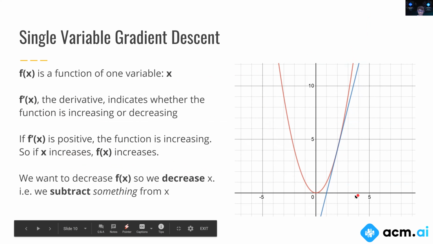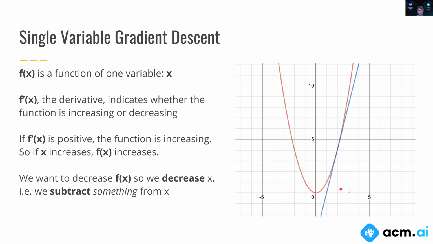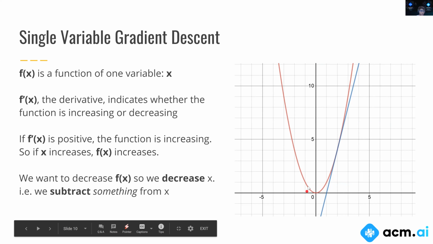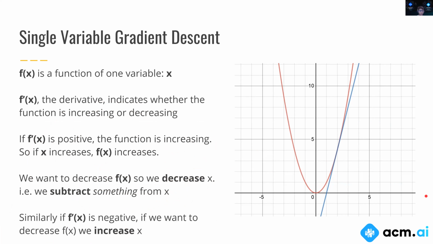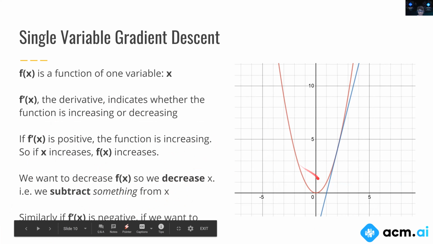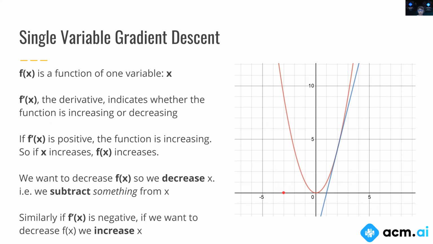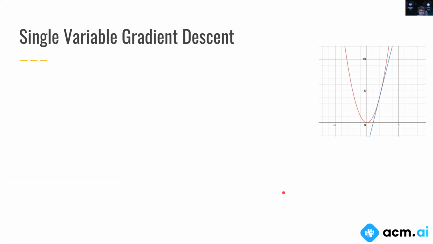If we want to decrease f of x, we decrease x, and to decrease x, we just subtract something from x. I hope this makes sense, because suppose we have a number 5 and we subtract 1, we end up decreasing 5. So if we want to decrease something, we subtract some value from x. We're going to talk about what the some value is in a bit. So similarly, if f prime of x is negative, if we want to decrease f, we increase the value of x. It'll be a little more clear on the next slide where we summarize this.